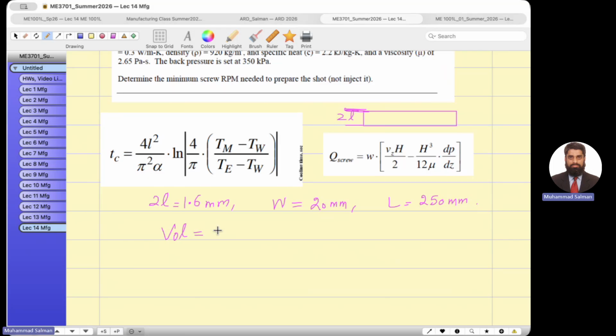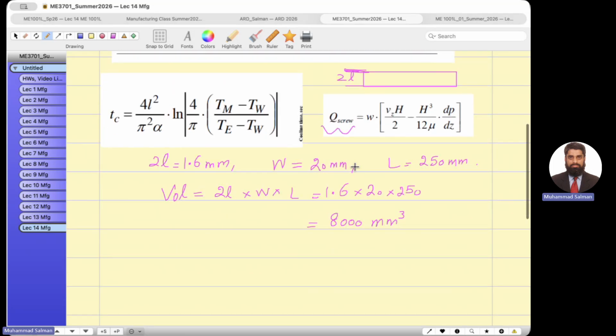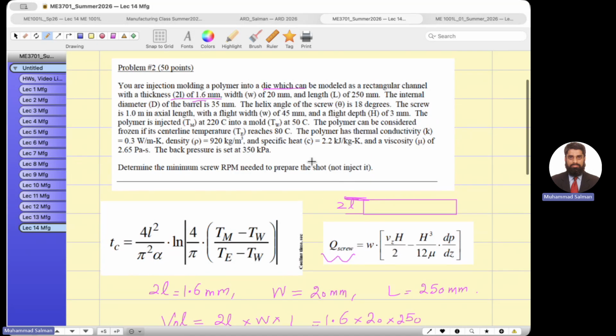Thickness times width times length: 1.6 times 20 times 250. What do you guys get? Do you get 8,000 millimeter cubed? This is going to help us because we are interested in Q. Later down the road, you will see in the find the minimum screw. The data has been provided here.